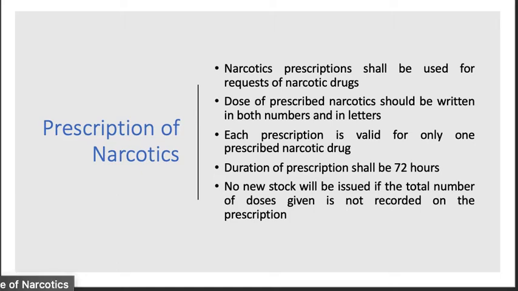Now let's move on to prescription of narcotics. Narcotics prescriptions shall be used for requests of narcotic drugs. The quantity of prescribed narcotics should be written in both numbers and in letters. Each prescription is valid for only one prescribed narcotic drug, and the duration of the prescription shall be 3 days or 72 hours. No new stock will be issued if the total number of doses given is not recorded on the prescription.